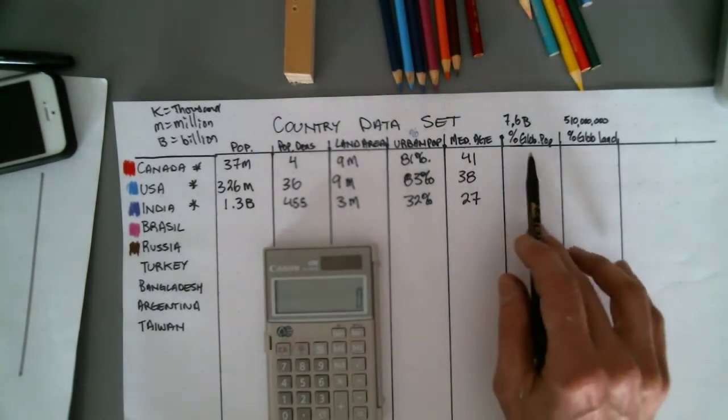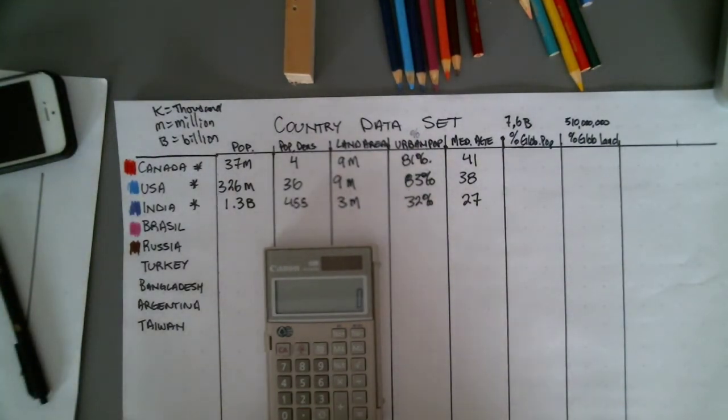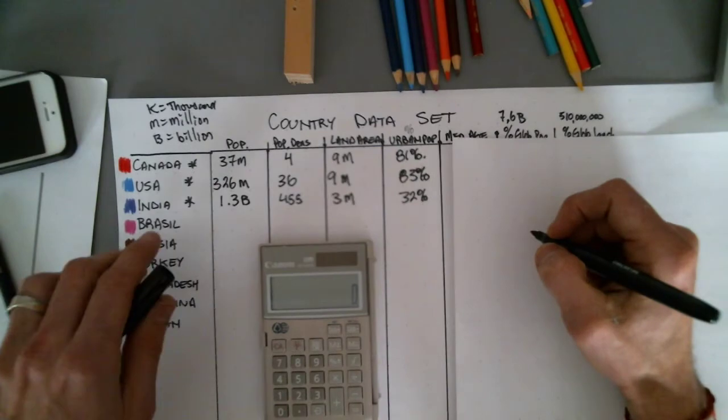So now let's get into this one where it says percentage of the global population. This is where you have to know your place value, because if you don't, it's not going to make a whole lot of sense. So let's take a look at the number. Let's do Canada.